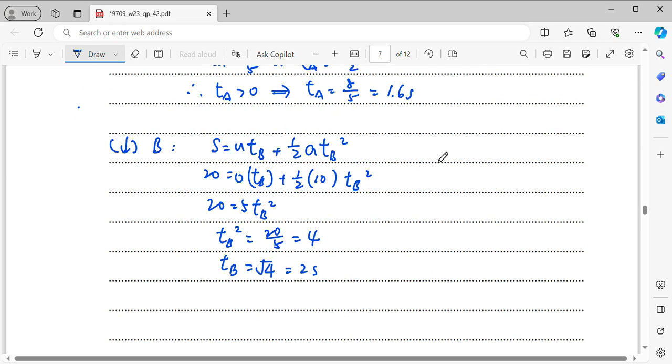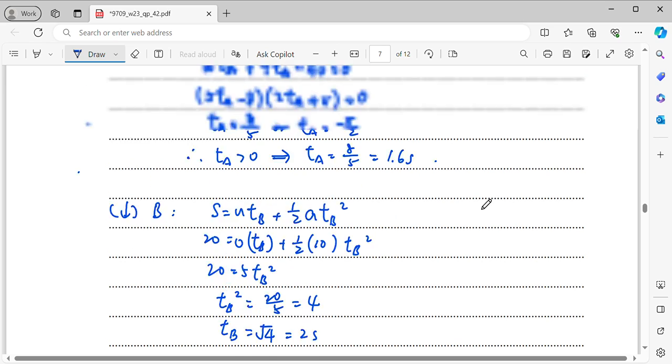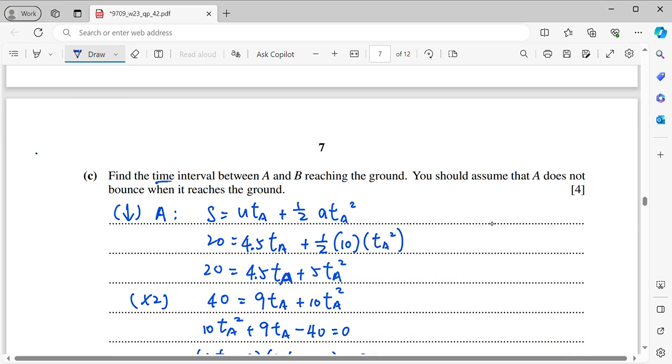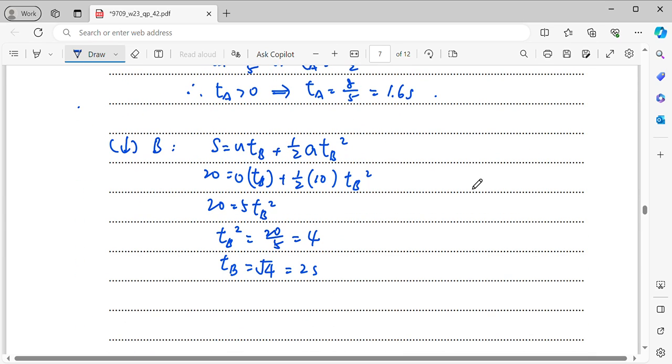So that means B needs 2 seconds to reach the ground, whereby A needs 1.6 seconds to reach the ground. Now the question is asking for the time interval between A and B reaching the ground. That means now we just need to subtract. So time interval equals 2 minus 1.6 seconds, which is 0.4 seconds. So that's the solution of this question.